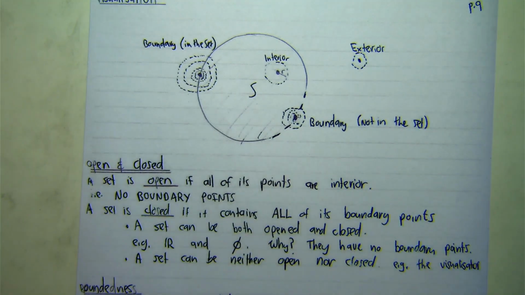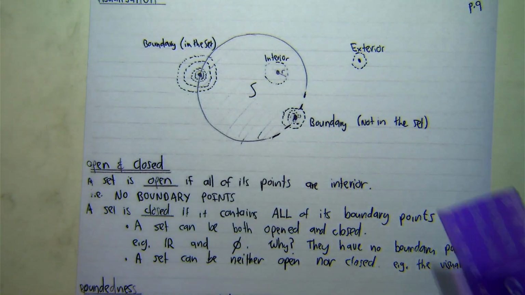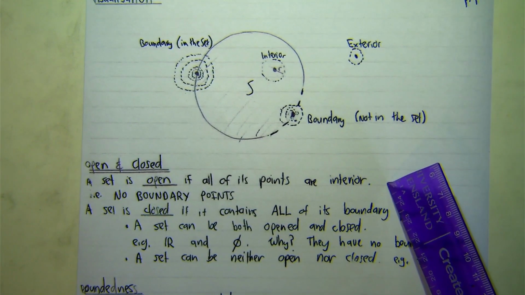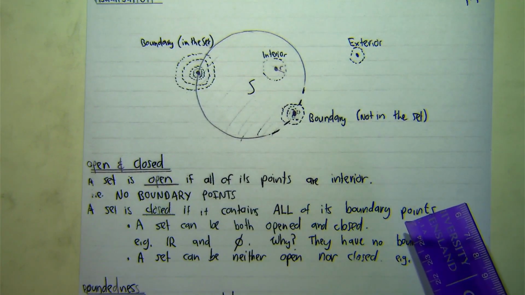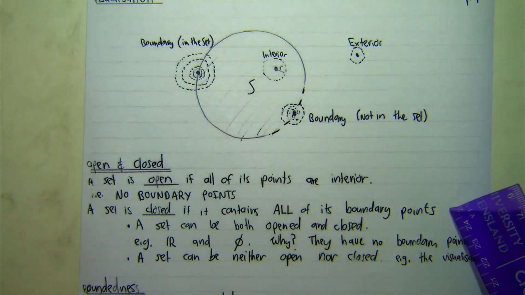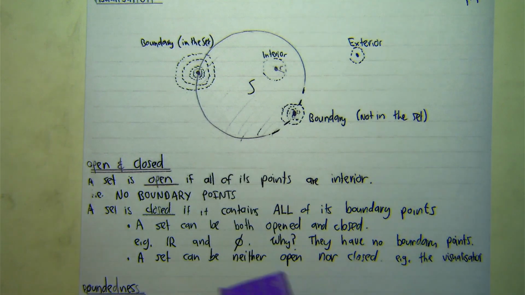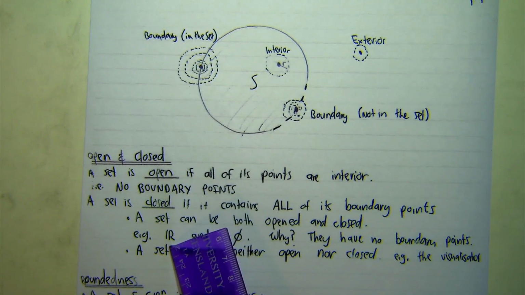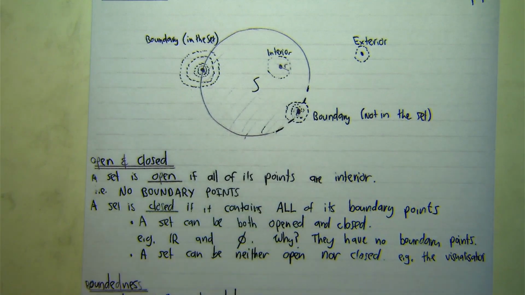A set can be both open and closed if it doesn't have any boundary points. So it's true that all the points are interior, so it's open, but it's also true that it's closed because it contains its empty set of boundary points. The real number set, for example, is like this. There aren't any boundary points for the real numbers because it spans on forever. So it satisfies the definition of containing its empty set of boundary points.